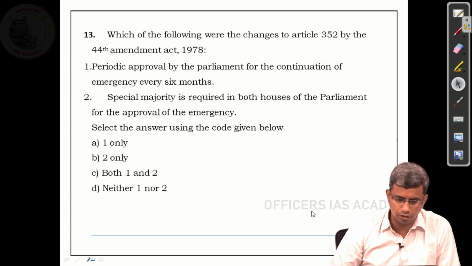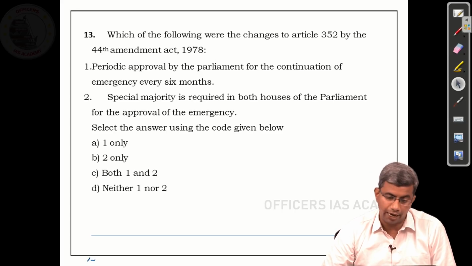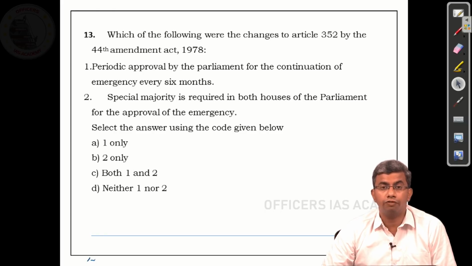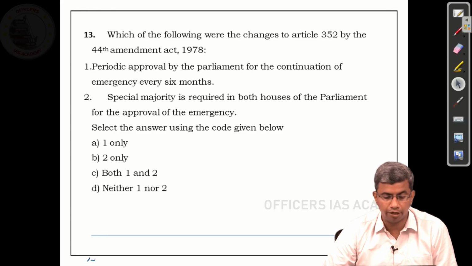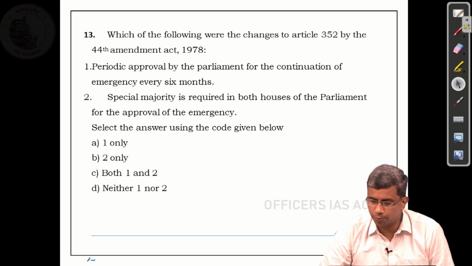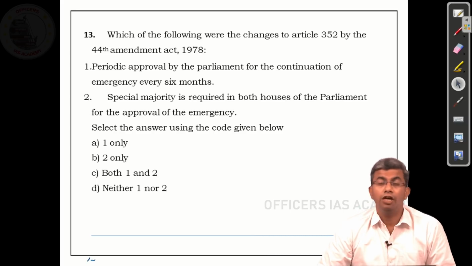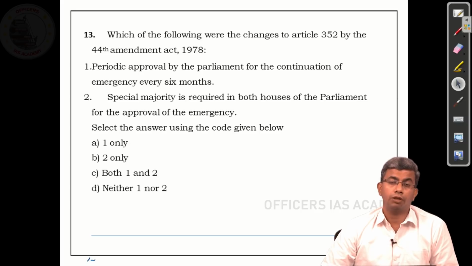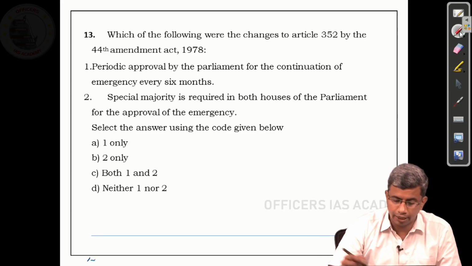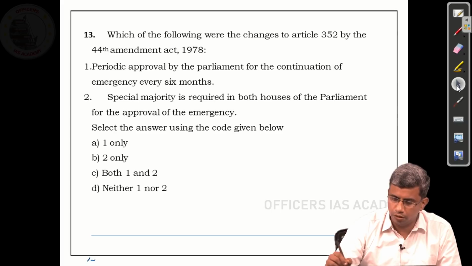So the correct answer is B, 2 only. Moving on. Which of the following were the changes to Article 352 by the 44th Amendment Act of 1978? Periodic approval by the Parliament for the continuation of emergency every 6 months. Yes, it was made mandatory. Special majority is required in both houses of Parliament for the approval of emergency. Yes, it was earlier a simple majority when the emergency was actually imposed. In order to make it stricter, the 44th Amendment Act in 1978 made it a special majority. So the correct answer is C, both 1 and 2.